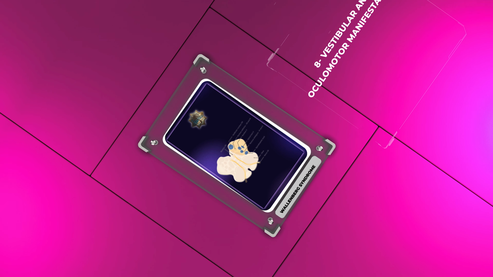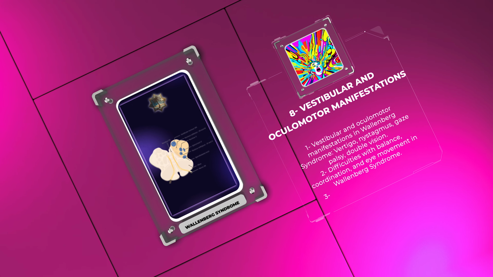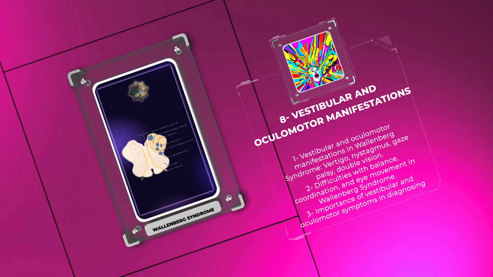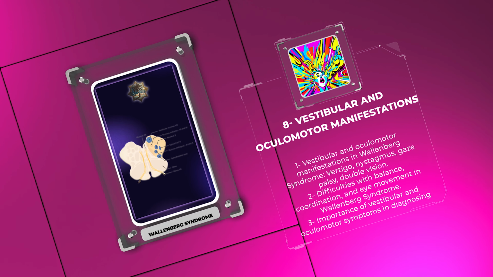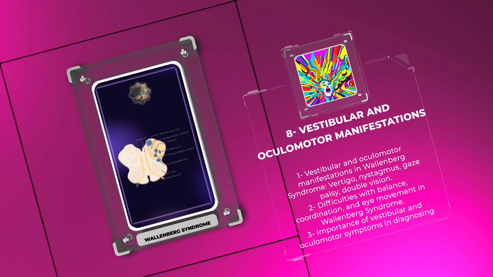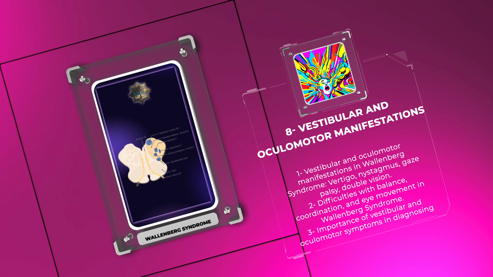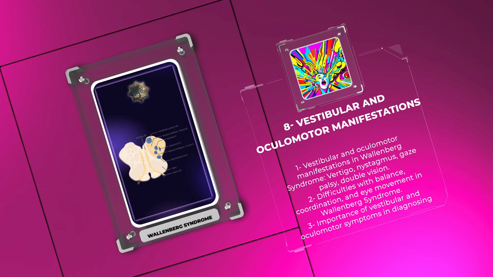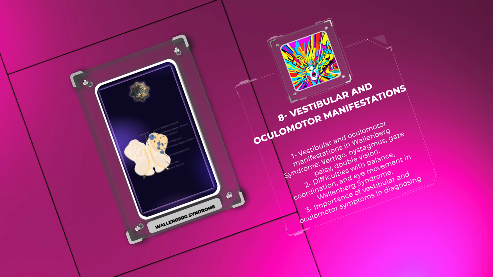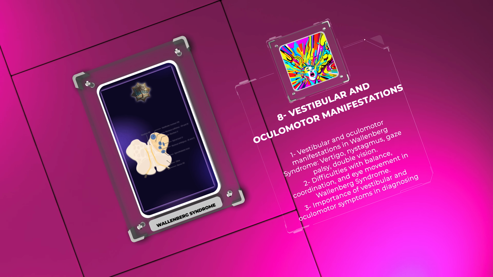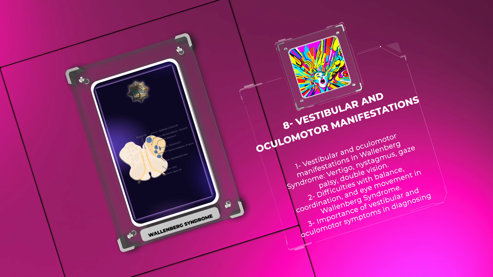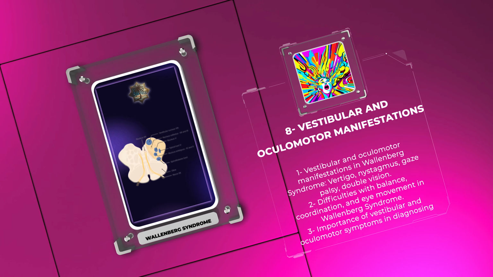In Wallenberg syndrome, the dysfunction of the vestibular nuclei results in vertigo, which is a spinning sensation, as well as nystagmus, an involuntary eye movement. These symptoms can lead to difficulties with balance and coordination. Moreover, the involvement of the oculomotor system can lead to double vision, diplopia, difficulty moving the eyes to look in certain directions, gaze palsy, and additional nystagmus. These vestibular and oculomotor manifestations play a crucial role in diagnosing and understanding Wallenberg syndrome.